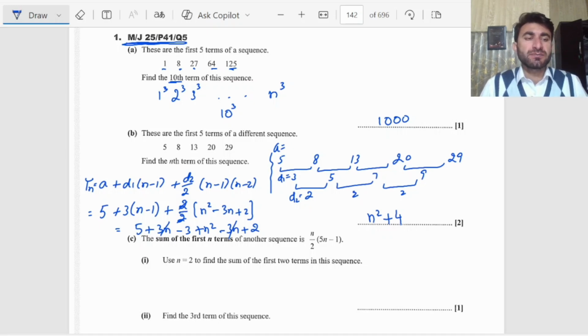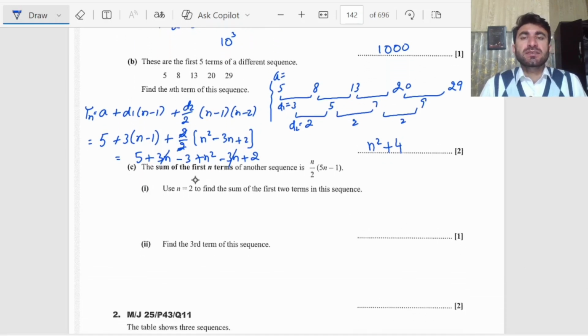Now coming to C part, where it states the sum of the first n terms of another sequence is n by 2 times (5n minus 1). Use n equal to 2 to find the sum of the first two terms of the sequence. So we are to replace n with 2 only. So I will represent it with S2 because it is basically a sum. So 2 divided by 2 times (5 into 2, then minus 1), and when we simplify it, it shall become 10 minus 1, which is 9. So the sum of the first two terms of the sequence is 9.